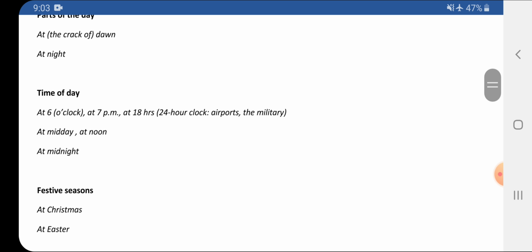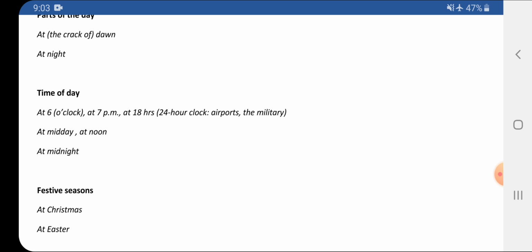Time of the day. Clock में 12 घंटा होता है. And in the military and airports, वहाँ के जो घड़ियाँ होते हैं, they take 24-hour clock. So out of 24 hours, any hour, उसके आगे जो है at लगेगा. At 6 o'clock, at 12 o'clock, at 7 p.m.